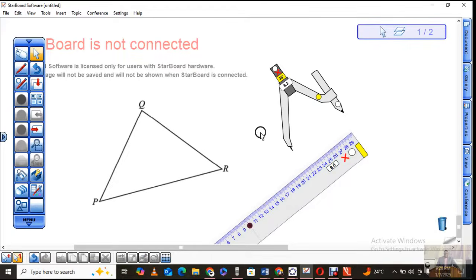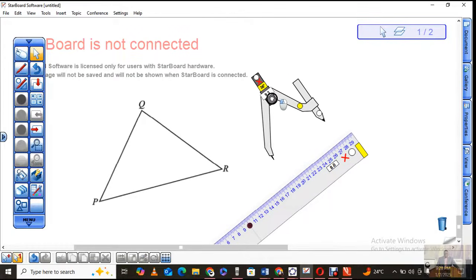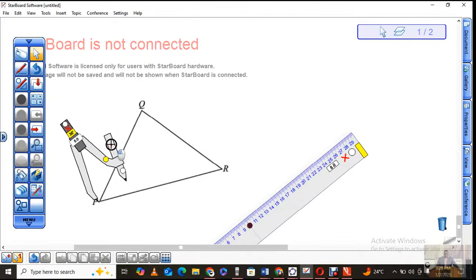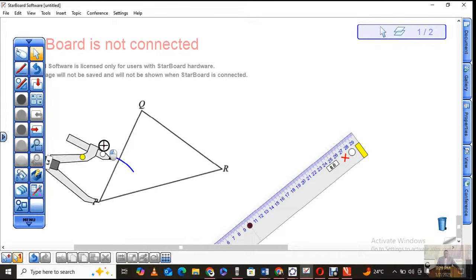So you take your compass and put it here at P. Of course, you can open it to any width that you want. I can make it smaller if I want to. And then you make yourself an arc like so.